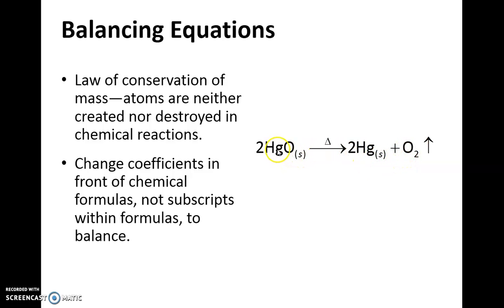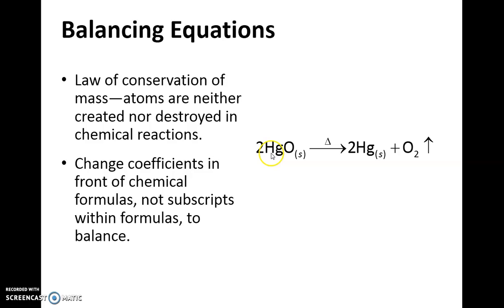So if we look here, we have 2 mercuries and 1 oxygen. On this side we have 2 mercuries and 1 oxygen. Okay, so we can change the coefficient in front, meaning that we multiply this entire molecule by 2. Then over here we have our entire molecule multiplied by 2. But here we have O2.